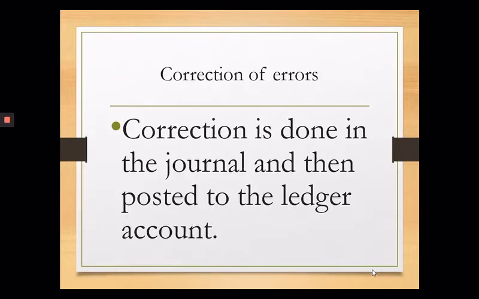So to correct the errors, if we investigate and find the errors, how do we correct the errors? That is correction of errors. Correction is done in the journal and then posted to the ledger account. So after finding the errors, we post them in the journal, then post to the ledger account.